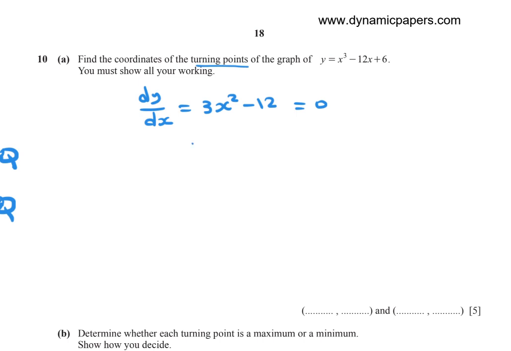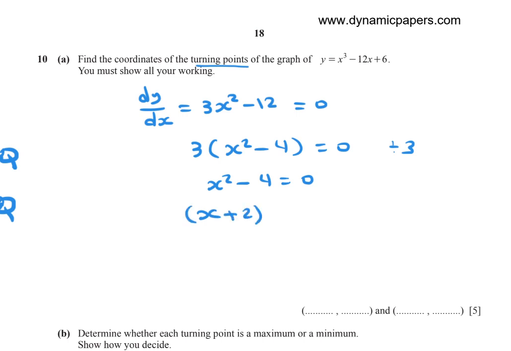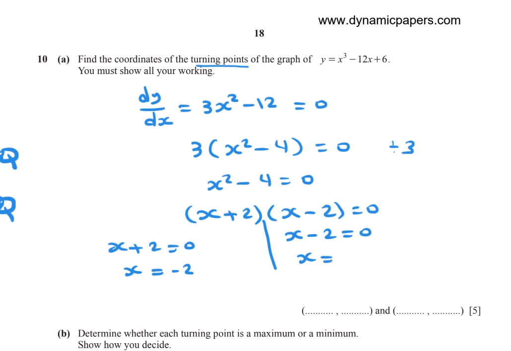We have 3 as a common factor, so divide by 3: x squared minus 4 equals 0. This is a difference of two squares, so x plus 2 and x minus 2 equals 0. So if x plus 2 equals 0, this means x equals negative 2. Or if x minus 2 equals 0, this means x equals 2.